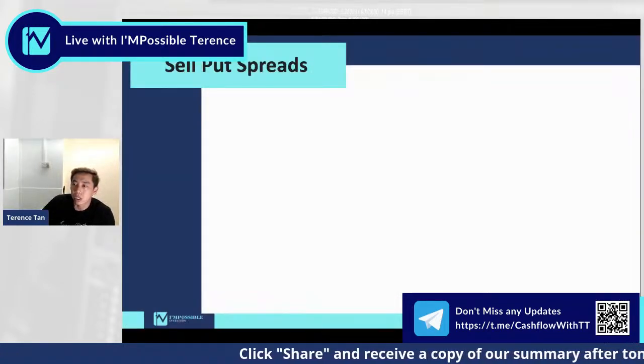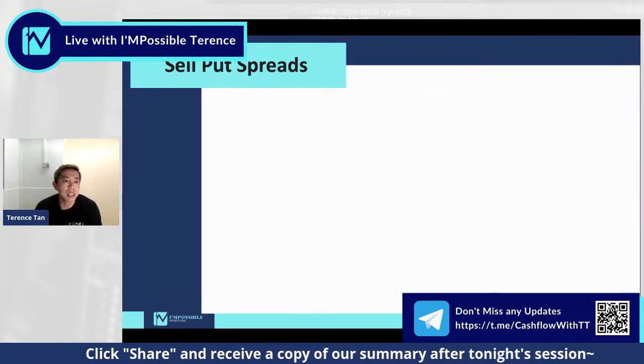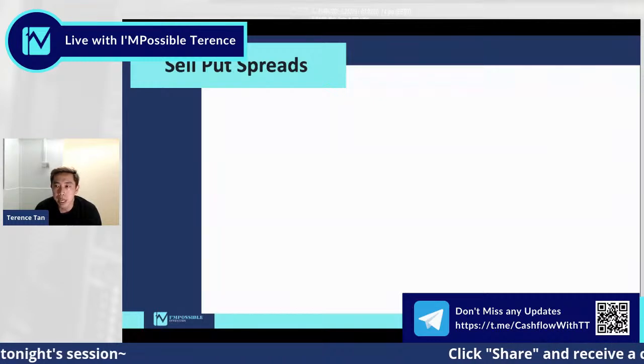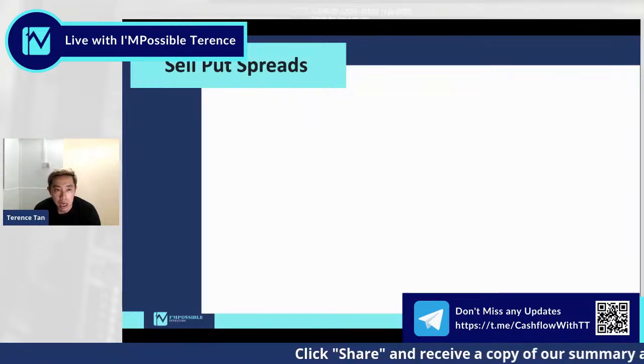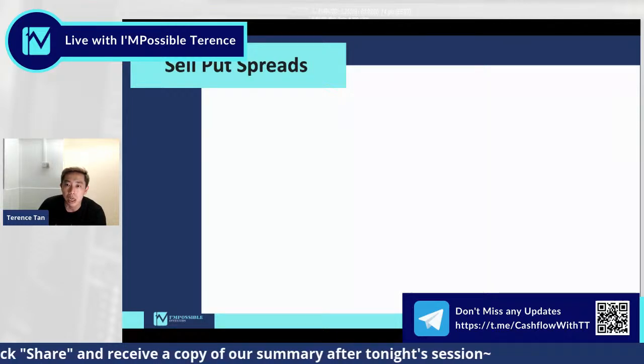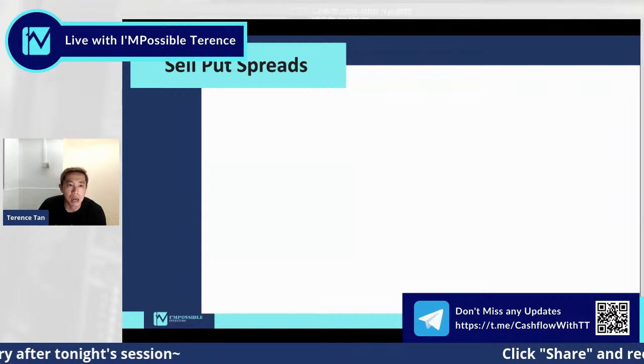Selling put spreads. So how do we break down this strategy? Earlier, in last Friday's session, which was day 12, we covered the idea of selling a put option. We talked about what's great about selling put options and what we should look at when we're doing a strategy like that.